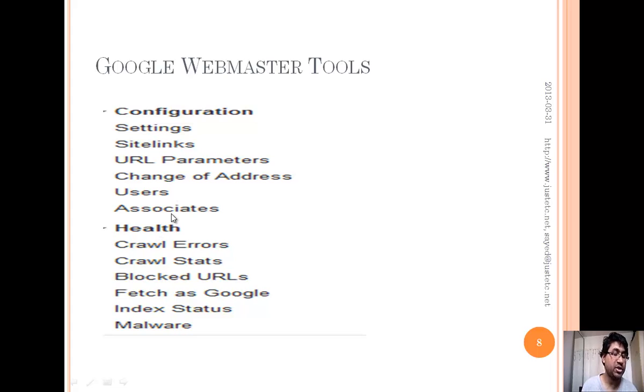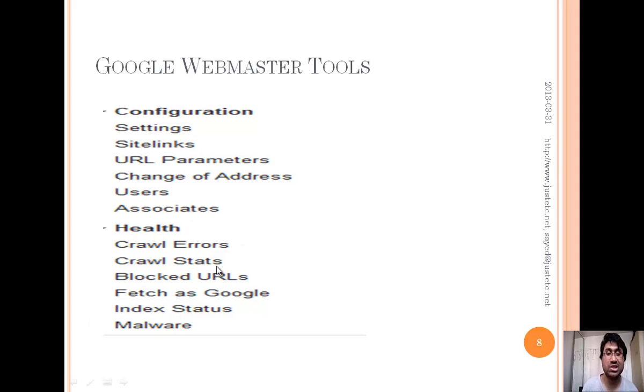So on the health section, if you log into Google Webmaster Tools, you will see this menu on the left side. What are these for? Crawler errors. When Google crawls your website, what errors did they find? Which URLs did they not find? And is your website online or offline? All those types of errors will be shown under this.